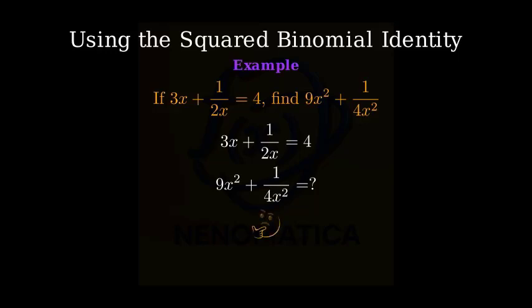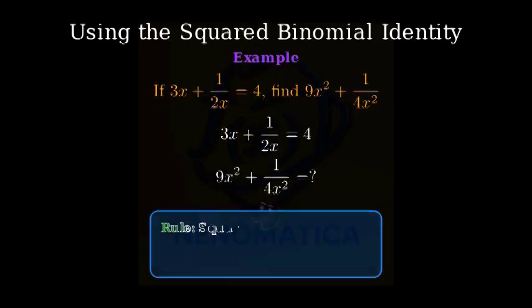But notice that our target expression contains squares of terms that appear in our original equation. This suggests we might use the squared binomial identity. Let's apply the squared binomial identity. This identity states that the square of a sum equals the square of the first term plus twice the product of the terms plus the square of the second term. Let's square both sides of our original equation.